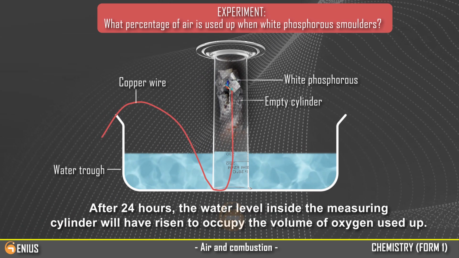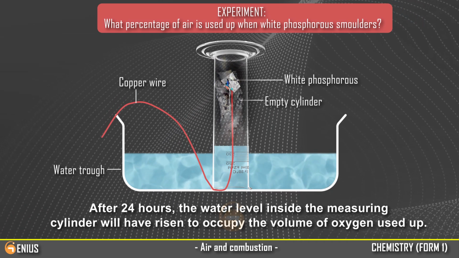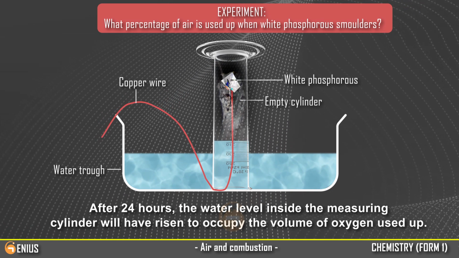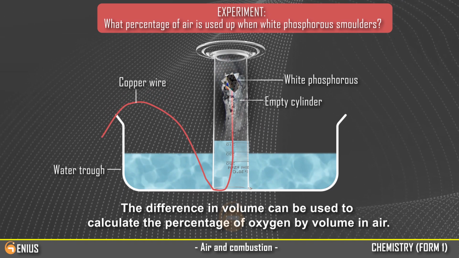After 24 hours, the water level inside the measuring cylinder will have risen to occupy the volume of oxygen used up. The difference in volume can be used to calculate the percentage of oxygen by volume in air.